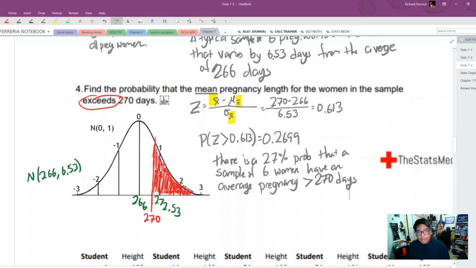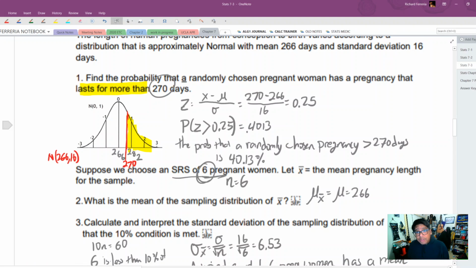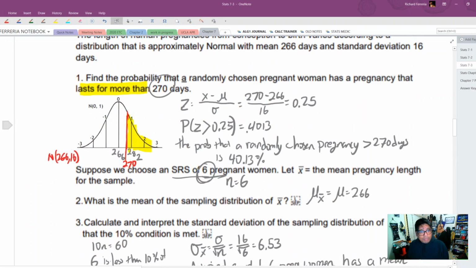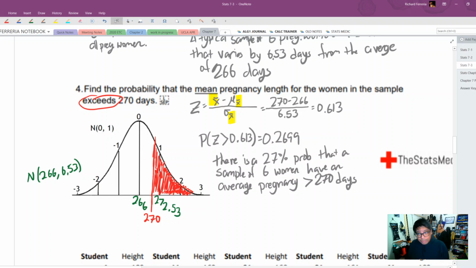Notice that down here we're talking about an average pregnancy, and up here we're talking about a single person's pregnancy. And that is all the difference here. The only thing that changes in the calculation, of course, is that standard deviation. And because the standard deviation decreases, the probability is also going to decrease. So we decrease from 40% to 27%. That's quite a bit, actually.